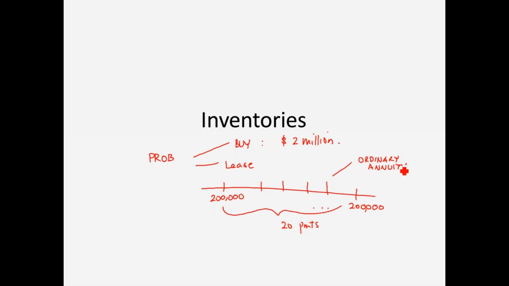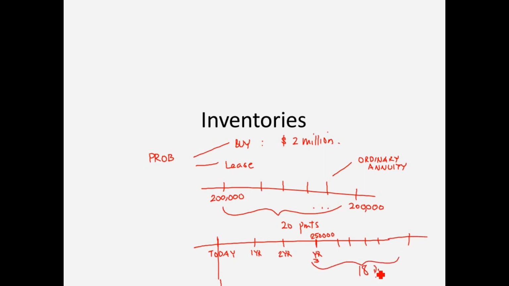I don't want to say trick, but I'm trying to make sure you understand the concept, not just this issue. What if instead the lease payments, so we're standing right here, this is today, and I say, you don't have to pay for the first year, you don't have to pay for the second year, but then in year 3, you start paying. But now you have to pay $250,000 per payment, but you only make 18 of those payments.